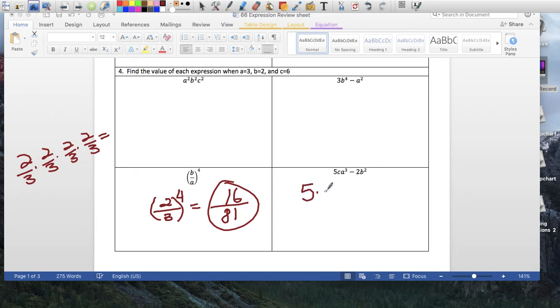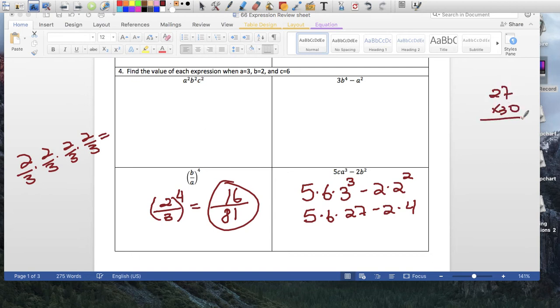5 times C, which is 6, times A, which is 3 to the 3rd power, minus 2 times B, which is 2 to the 2nd power. Okay, so before I do anything, let's get rid of these exponents. 3 to the 3rd is 27. And 2 to the 2nd power is 4. Now I can multiply. 5 times 6 is 30, times 27 is 810. 2 times 4 is 8. And that's going to give me 802.